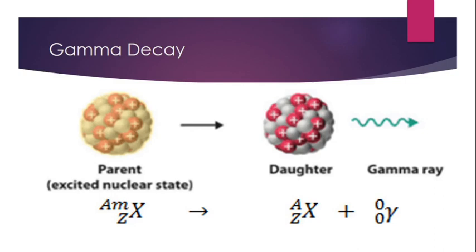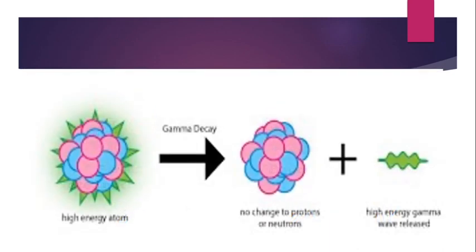So here you can see a parent nuclei which is in an excited state given by X A Z. It emits a gamma ray. The gamma ray is given with values 0 and 0, that means no charge, with the daughter nuclei as X A Z itself. Another picture shows that the parent nuclei is in the excited state and undergoes gamma decay, so that a high energy gamma ray is released and the nuclei will be in its stable ground state.